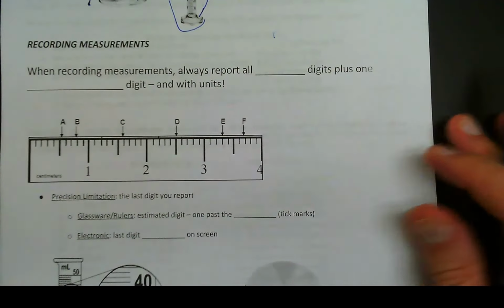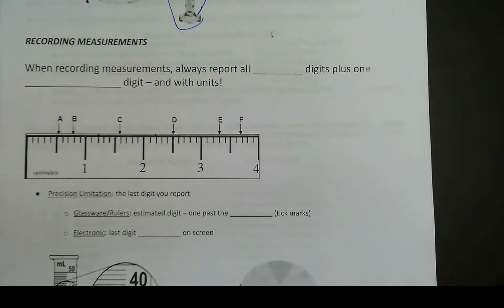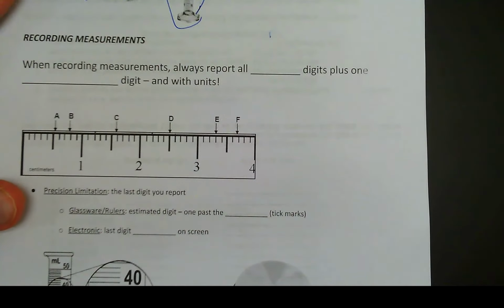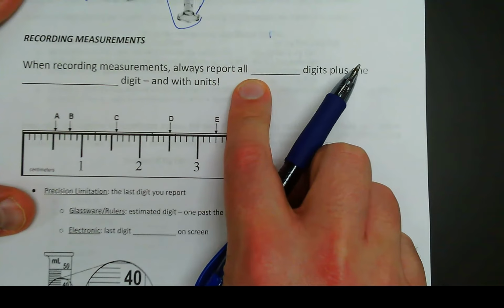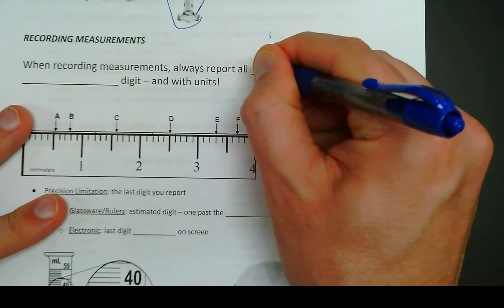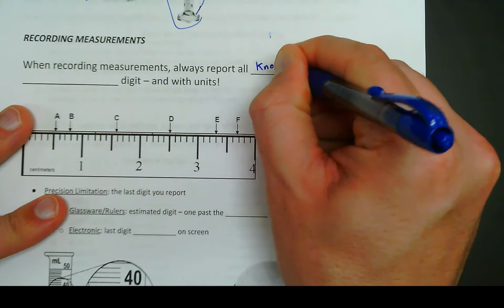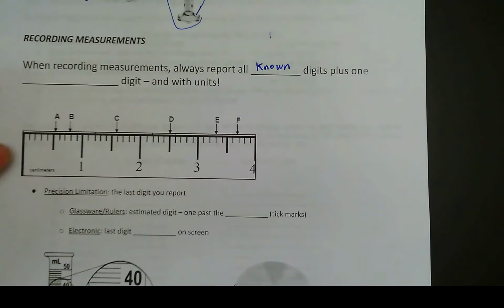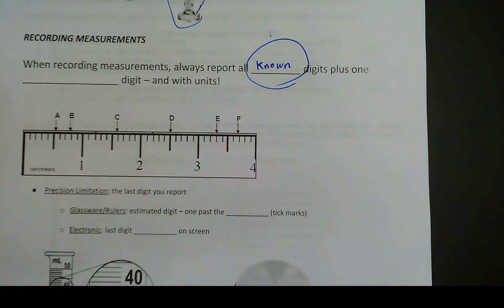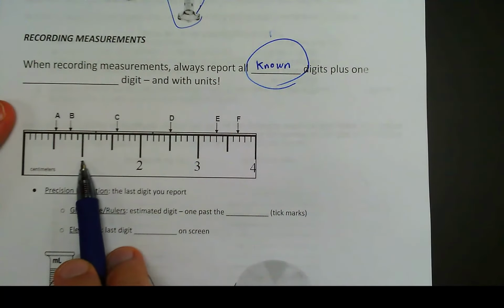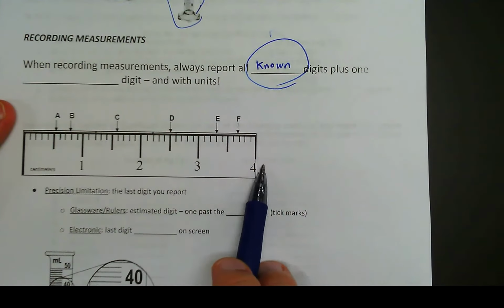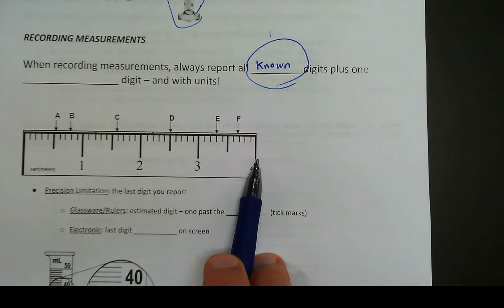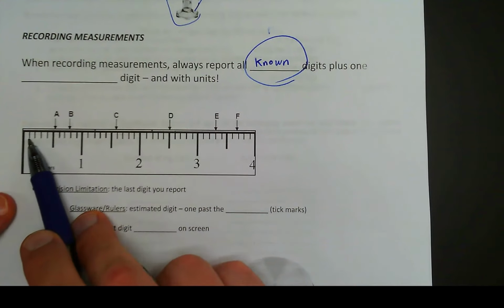Okay, now this part is always confusing for students at first, but it deals with measuring and recording different measurements. You're always going to estimate all known digits, plus 1, and we'll talk about that in a second. But first off, what are known digits? Well, I know that's 1, 2, 3, 4, but do I know more than just that?